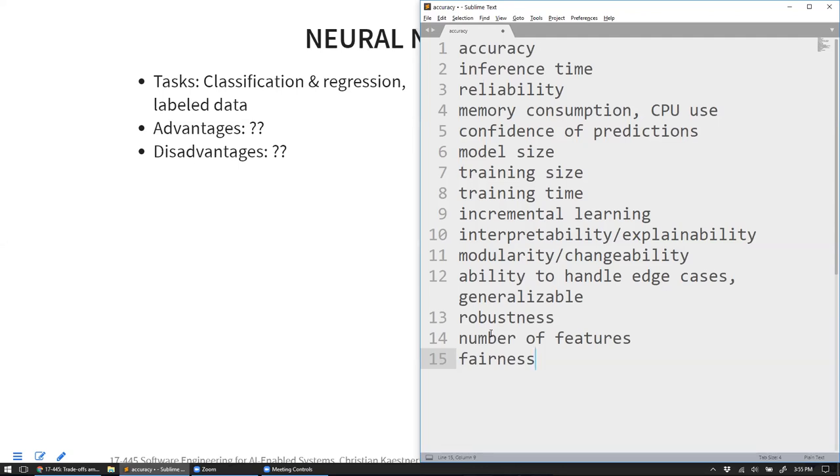Takes forever to train, right? Needs a lot of training data also. The model is very big. The model is pretty much impossible to understand. This is all bad. What is this good for?